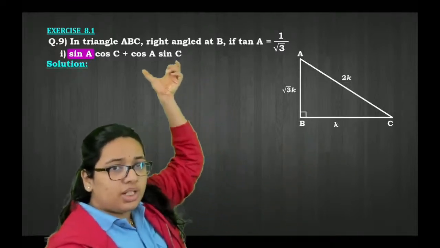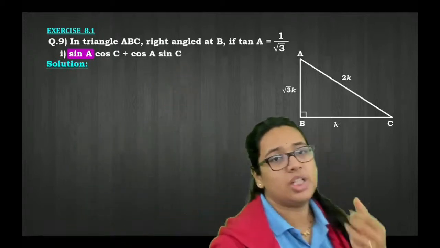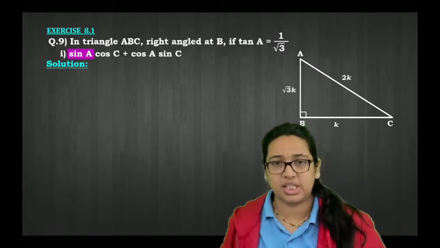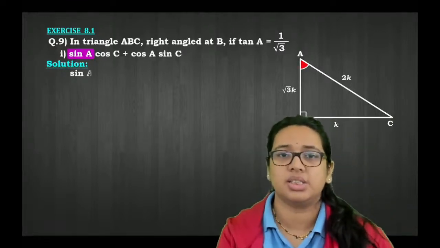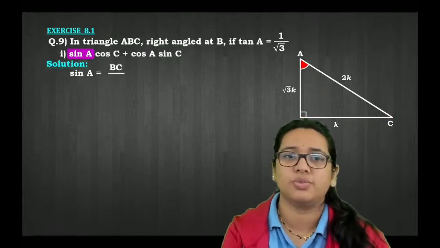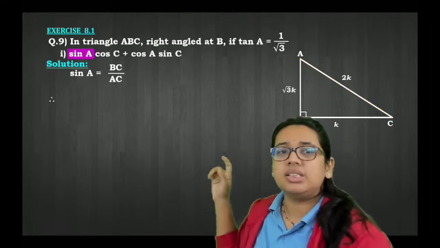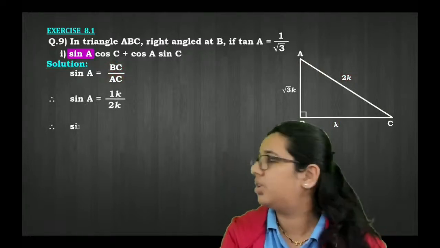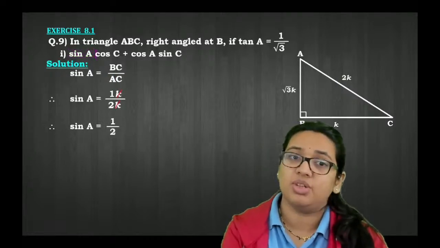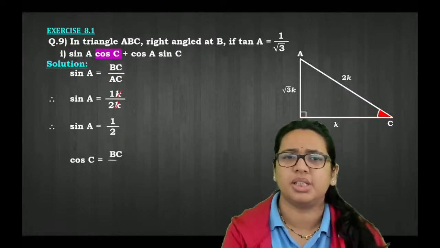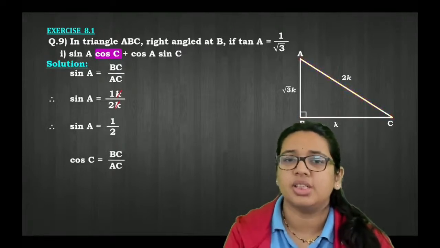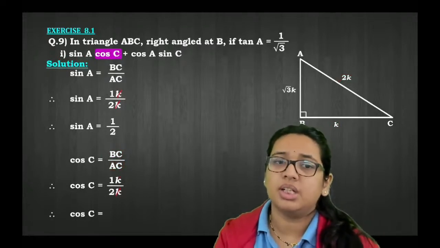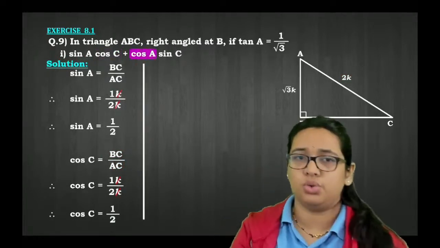Look, in all the cases, all the terms are given as sin A, cos A, cos C, sin C. So before that, just try to find out the values of sin A. Sin A is given as BC upon AC, which is nothing but K upon 2K. So that K will get cancelled and sin A will be 1 upon 2. Similarly, let's look at cos C. Cos is nothing but adjacent upon hypotenuse, so it will be K upon 2K. Hence cos C will be 1 upon 2.